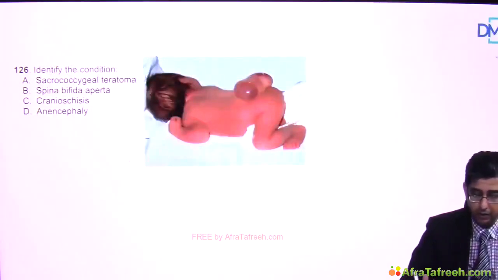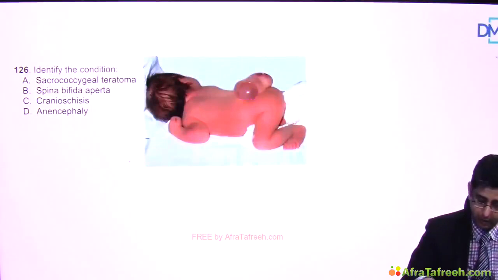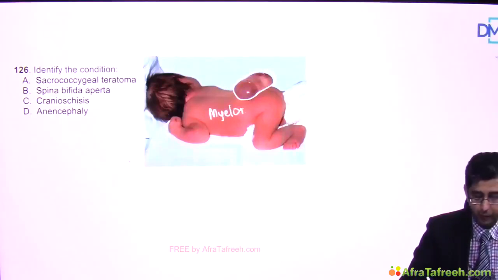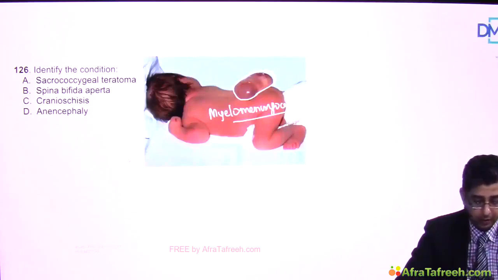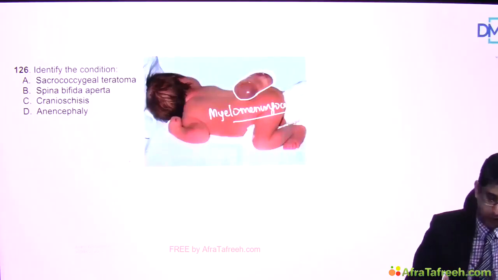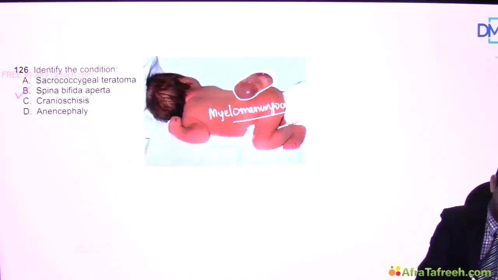Identify the condition. They give an image like this. You can notice a big cystic sac present here. This big cystic sac is diagnostic of myelomeningocele, which is a neural tube defect causing flaccid paralysis of the legs of the patient, and can be associated with Arnold-Chiari malformation. There is no mention of myelomeningocele in the MCQ, so on careful reading you will call this spina bifida aperta.